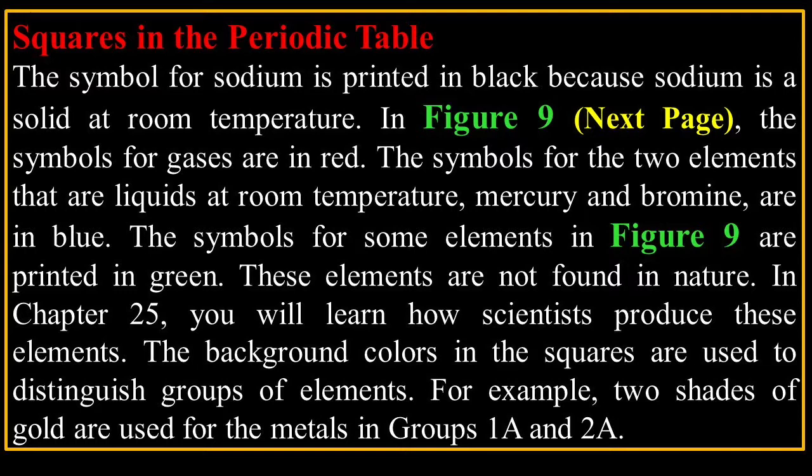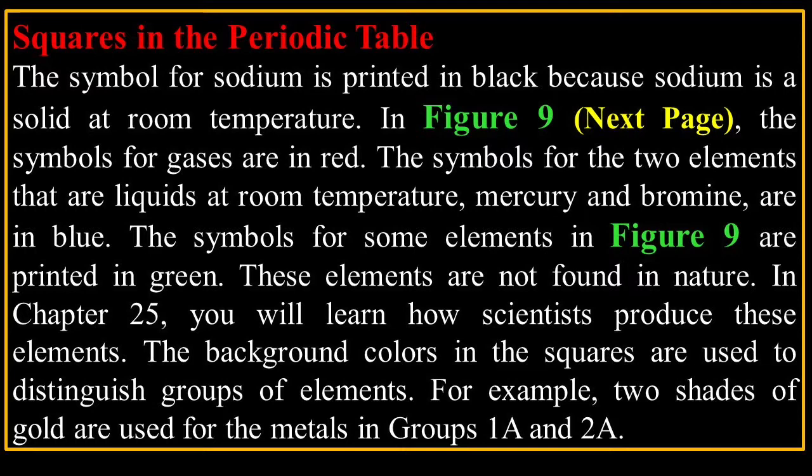In Figure 9, next page, the symbols for gases are in red. The symbols for the two elements that are liquids at room temperature, mercury and bromine, are in blue. The symbols for some elements in Figure 9 are printed in green. These elements are not found in nature. In Chapter 25, you will learn how scientists produce these elements.